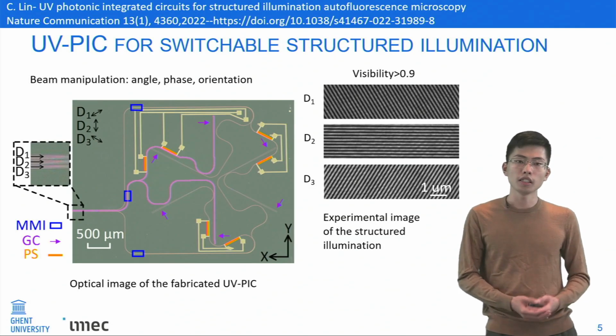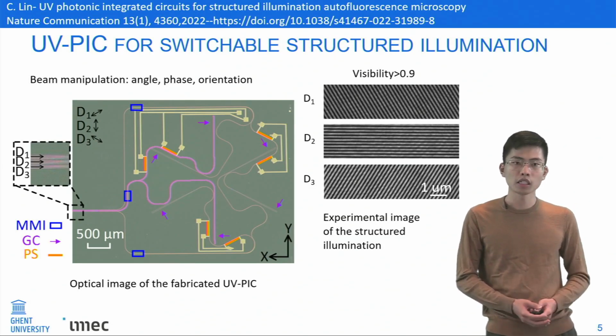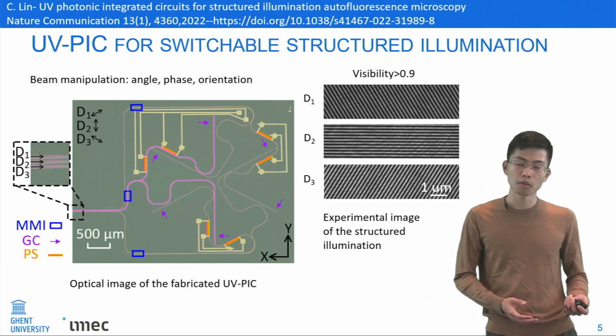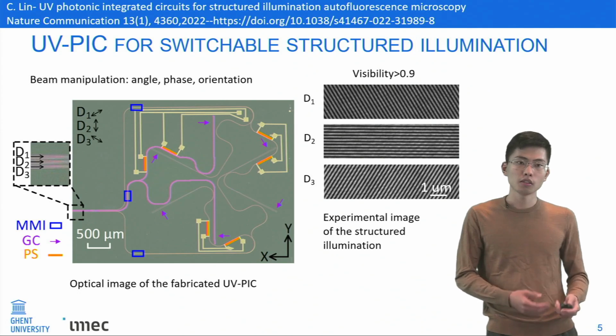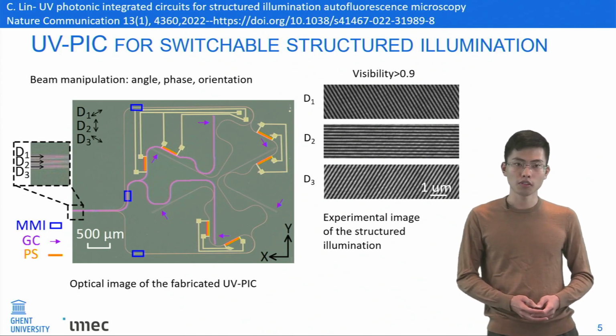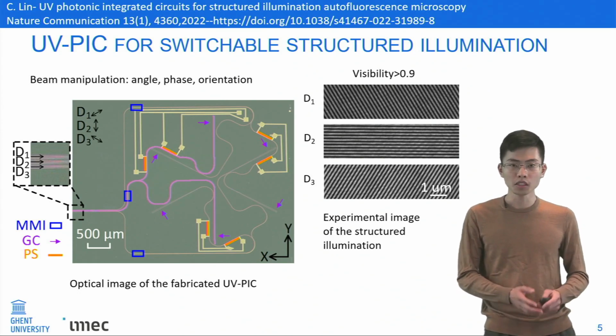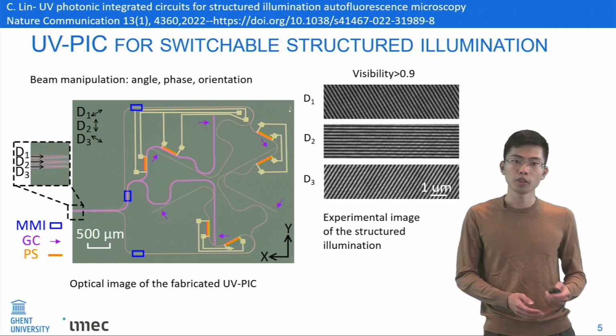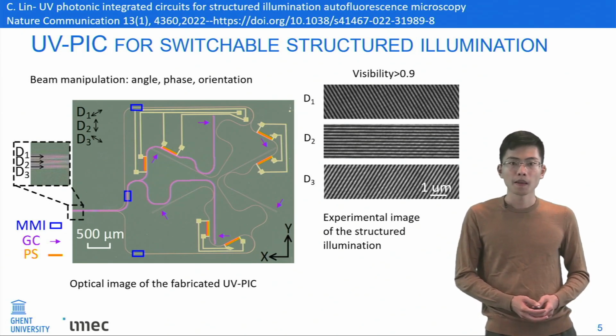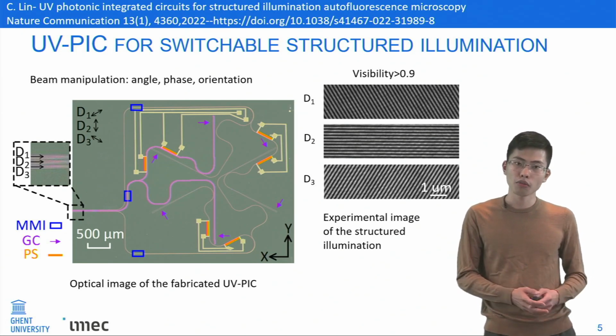Here we show the layout of the UV PIC. The UV PICs are fabricated on the aluminum oxide platform, where we recently reported a low loss of 3 dB per centimeter. The circuits are designed to generate the structured illumination over 3 different orientations, rotated by 120 degrees, and it can be divided into 3 parts.